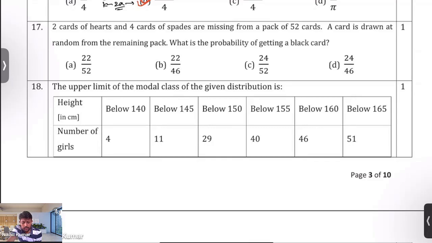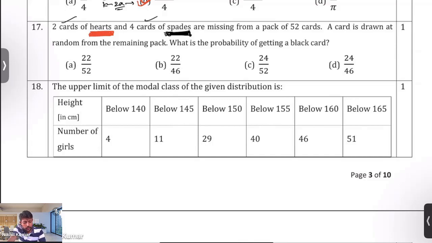Two cards of hearts. Hearts are red in color. I'm sure you remember that. All hearts cards are red in color, whereas all spades are black in color. Okay? Four cards of spades are missing from a pack of 52 cards. So, two cards and four cards, total 6 cards are missing from 52 cards.